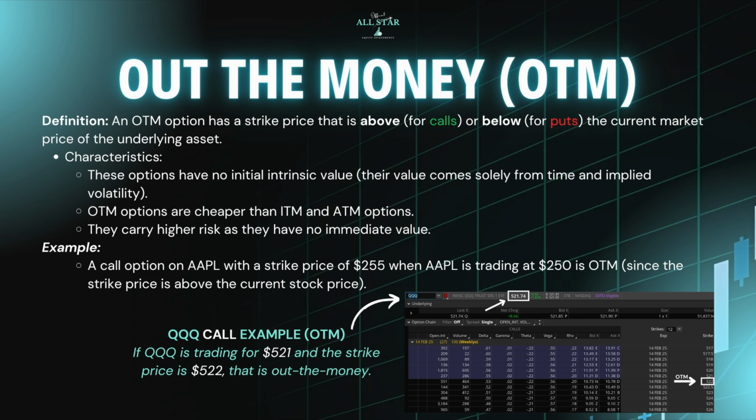Now, going back to the call option on Apple, if there's a strike price set at $255 when Apple is trading for $250, this is considered out the money since the strike price is actually above the current stock price. And finally, the QQQ example. Again, if we were looking at QQQ trading for $521 and the strike price on a call is at $522, this is considered out the money as well.